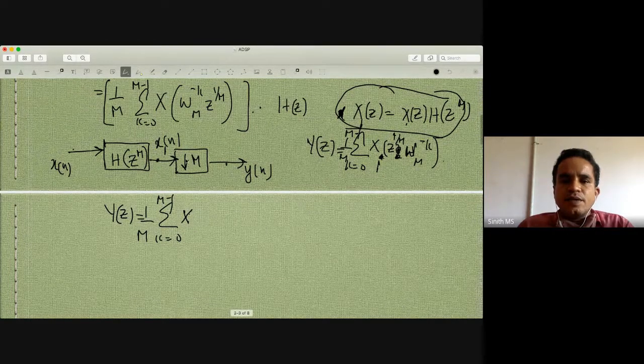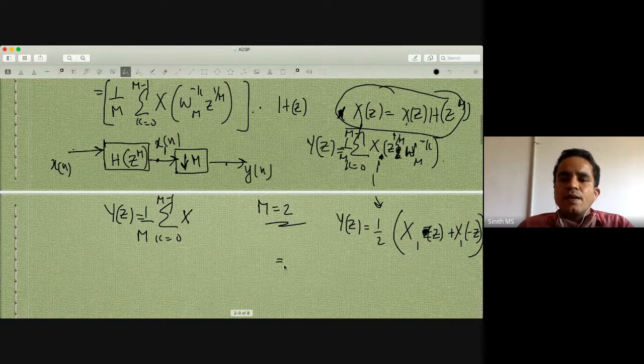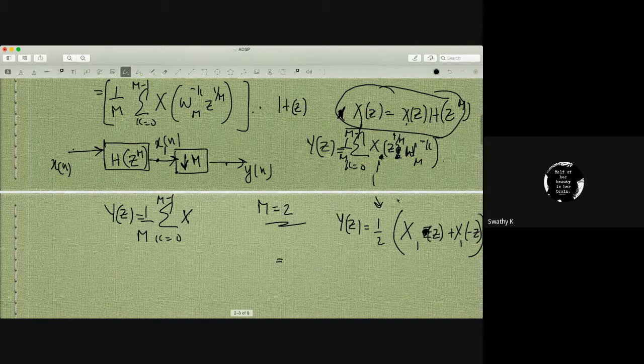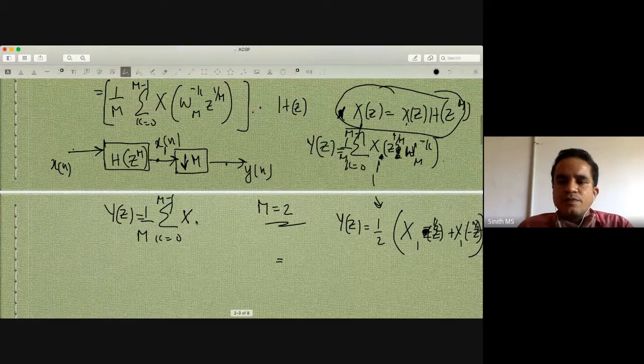Let us assume, for simplicity, that capital M is 2. In that case, Y(z) is basically half of X1(z raised to half) plus X1(minus z raised to half). So there will be a z raised to half, right? Z raised to half, correct. So this is what you have for Y(z).